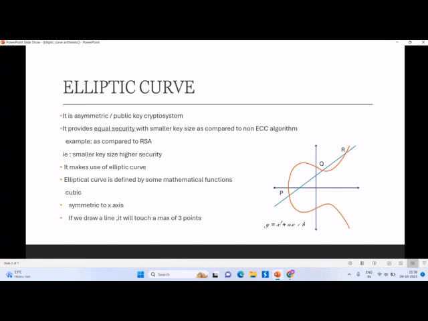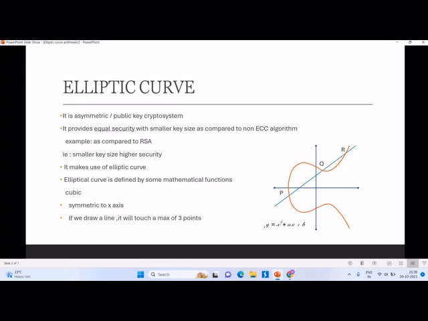So coming to the introduction, what is an elliptical curve? It is asymmetric and it is also a public key crypto system. So the key is generated. It provides equal security with a smaller key size. If you have the smaller key size, the security will be high. If you have the largest key size, the security will be low as compared to non-ECC algorithms. So when we compare to RSA, it has a smaller key size, whereas high security is provided.